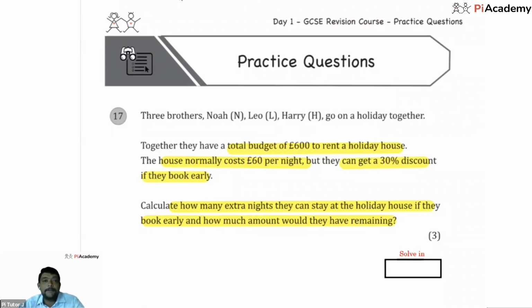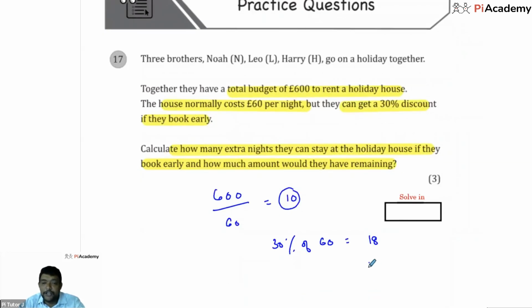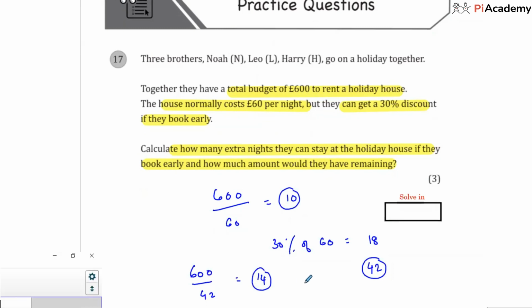Good. See, 600 by 60 is 10, right? So they can stay 10 nights. But now they get 30% discount if they book early. 30% of 60 is how much? It is 18. So £18 is the discount. So each night it will cost them £42, right? 60 minus 18 is £42. So 600 divided by 42 will give you 14 point something. So they can stay 14 nights, and you get 14.285 and something.